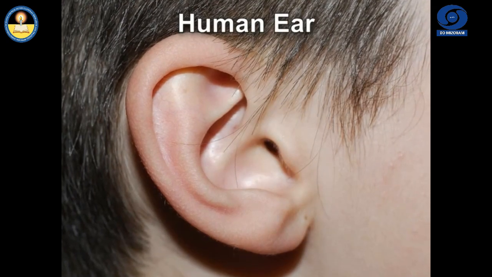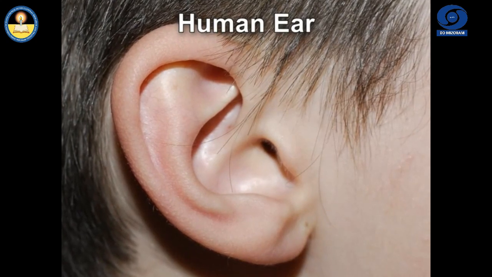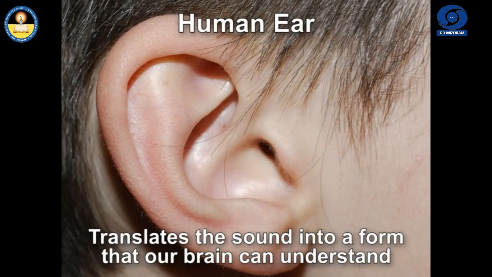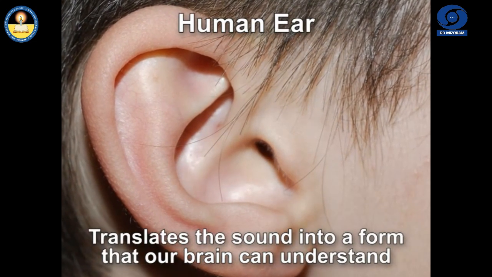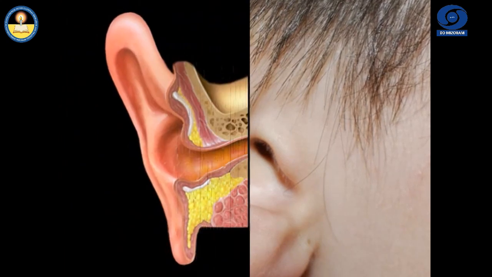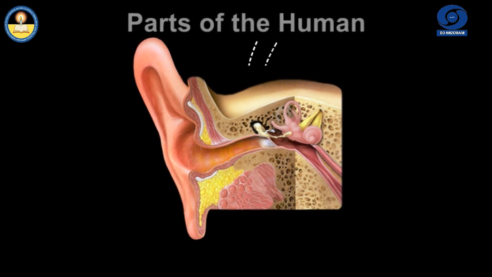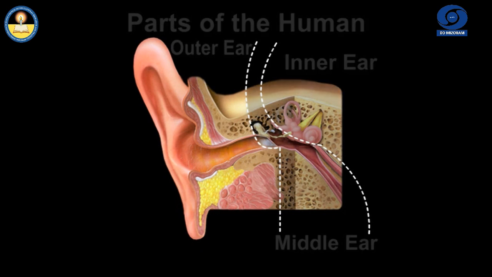Our ears are extraordinary organs. They pick up all the types of sounds around us and then translate this information into a form that our brain can understand. Let's discuss different parts of the human ear. It has three main sections: the outer ear, the middle ear, and the inner ear.